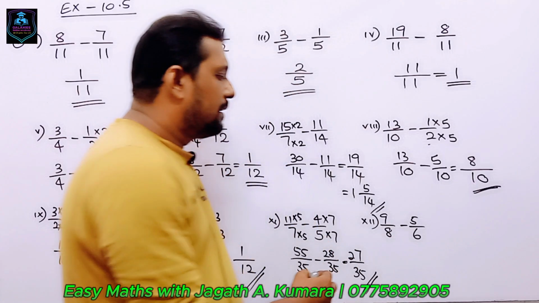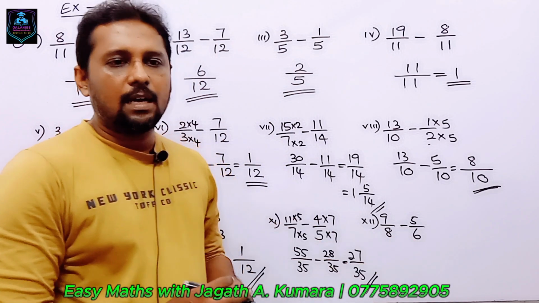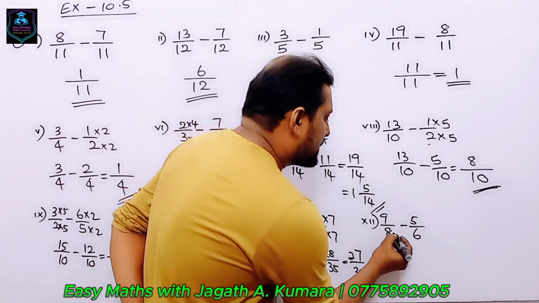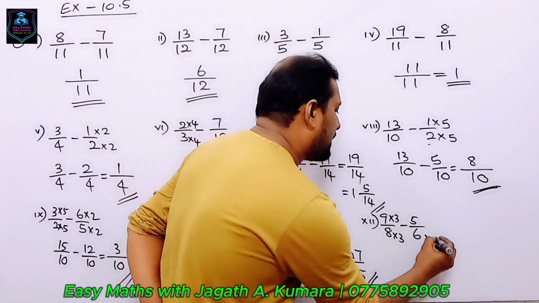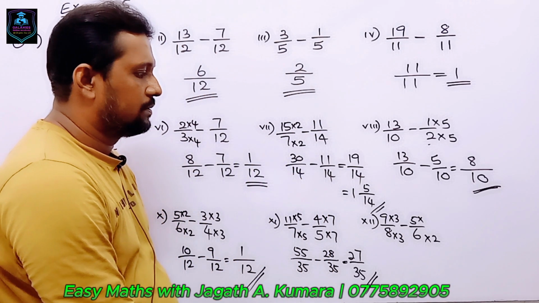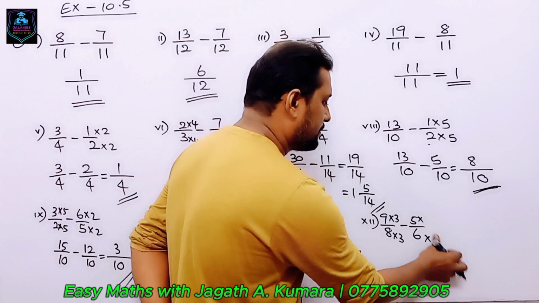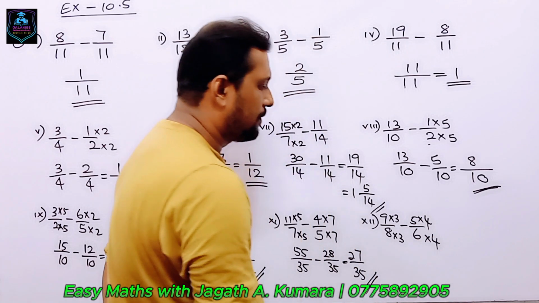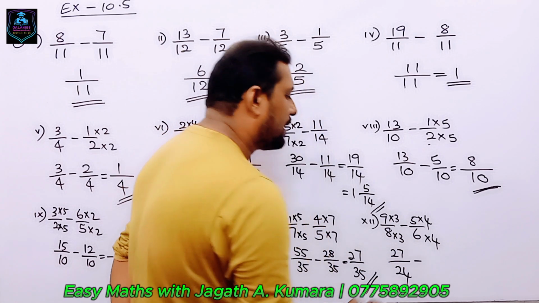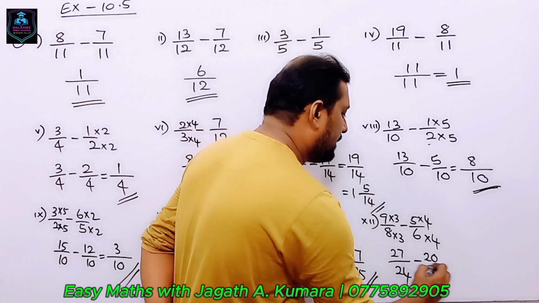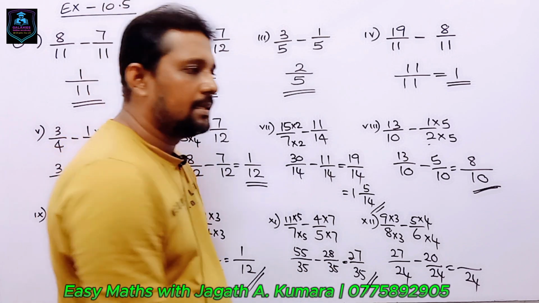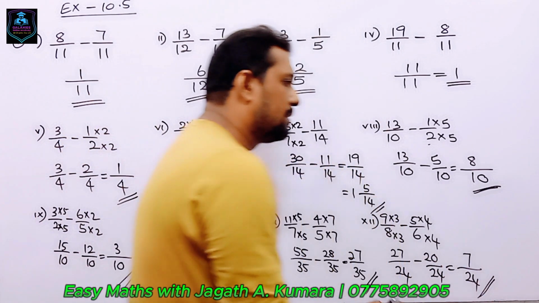Next one, look at the denominators, 8 and 6, unequal, so you have to find the LCM. LCM is 24. So the first fraction, multiply by 3, the second fraction, multiply by 4. 9 times 3, 27. 27 over 24 minus 20 over 24. Now denominators equal, 27 minus 20. The answer is 7 over 24.